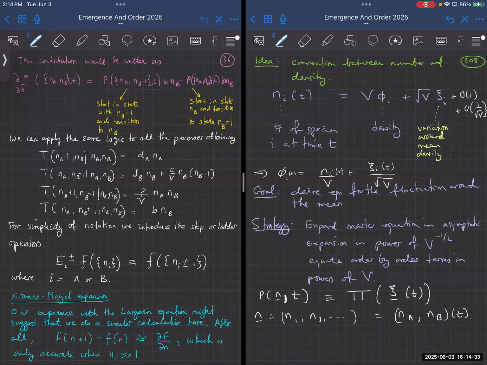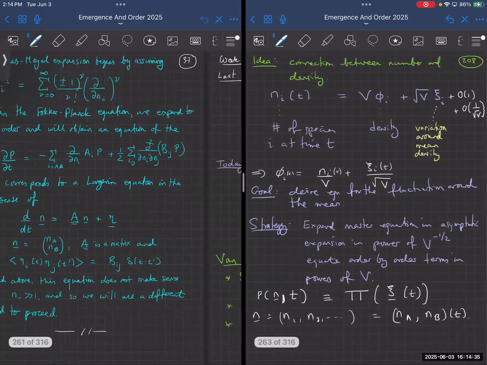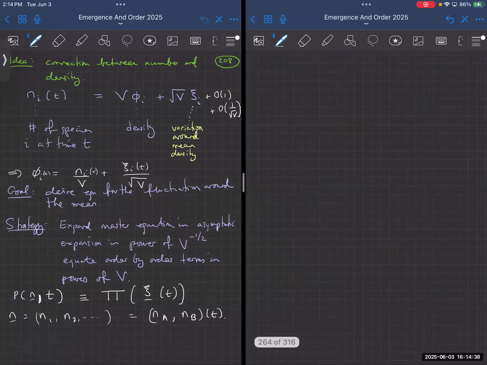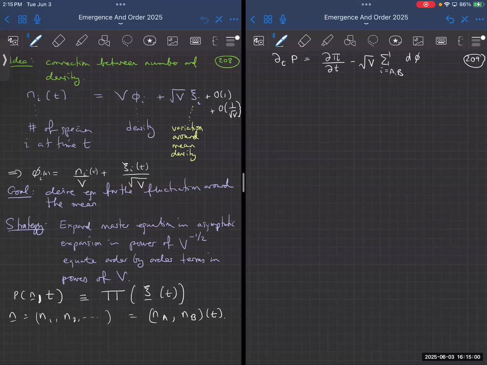So what you find for the equation is this. dp by dt is d pi by dt minus the square root of v times the sum over I equals a and b of d phi I by dt times d pi by d psi I. That's just by using the chain rule.